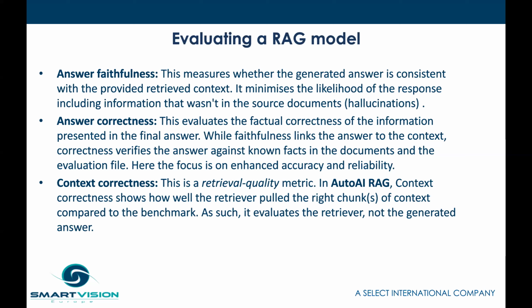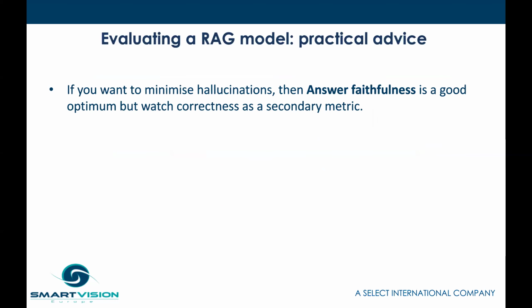So in practical terms, how do we choose one metric over the other? Well, if you want to minimize hallucinations, then answer faithfulness is probably a good optimum to ask for, to ask it to maximize answer faithfulness. But watch correctness as a secondary metric.